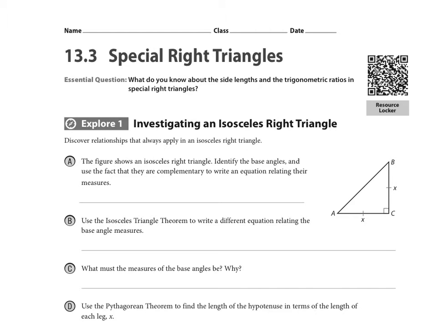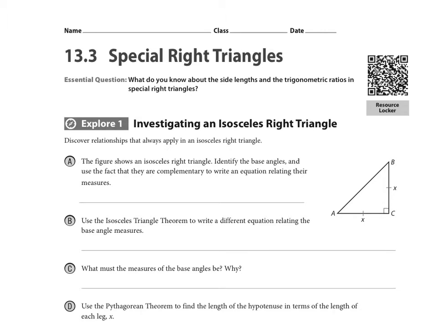Hey everybody, welcome to video for Module 13, Section 3. We're going to be talking about special right triangles, and we're doing this at the start of our trigonometry unit, which we'll dig into a little bit more as the unit goes on.